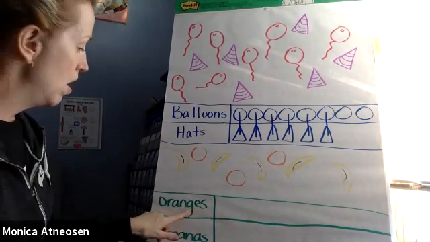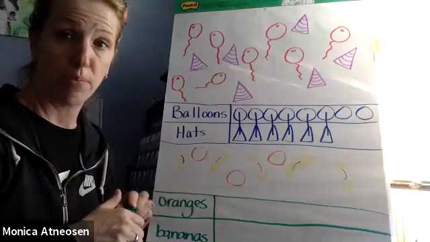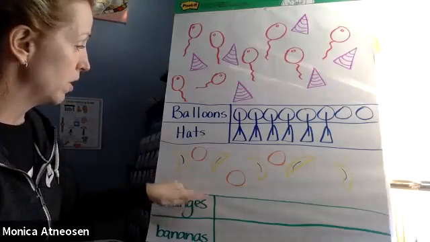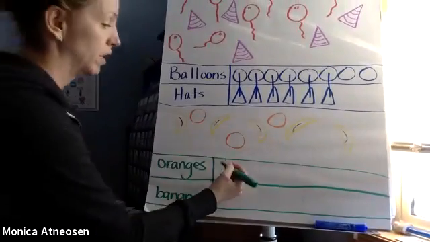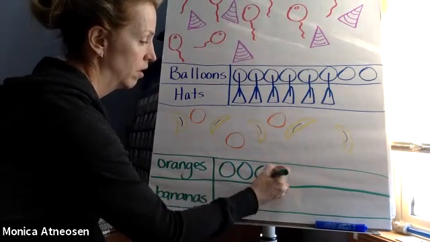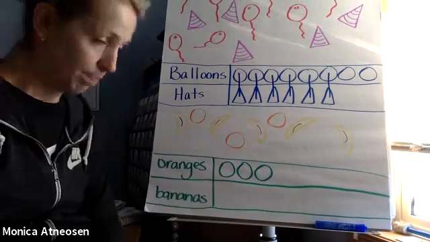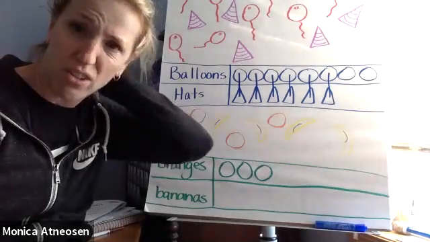So we're going to draw the oranges. Oranges are easy to draw. So it's another thing that's just in the shape of a circle. So the oranges I'm going to count. 1, 2, 3. So I'll draw 3 oranges. 1, 2, 3.